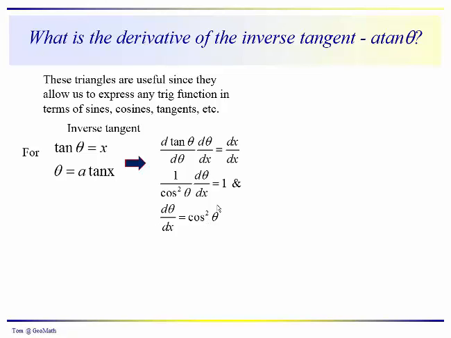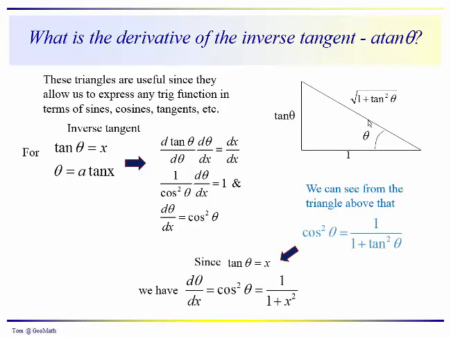But just as we were before, what can we do with cosine squared of theta? How can we relate that back to the tangent of theta? And that's where these triangles are useful. We can define a triangle like this. We can define its sides such that the tangent is defined as the side opposite over the side adjacent. So we'll just let the side opposite equal tangent of theta and the side adjacent equal 1. So tangent of theta is equal to tangent of theta. But that makes the hypotenuse the square root of 1 plus tan squared theta.